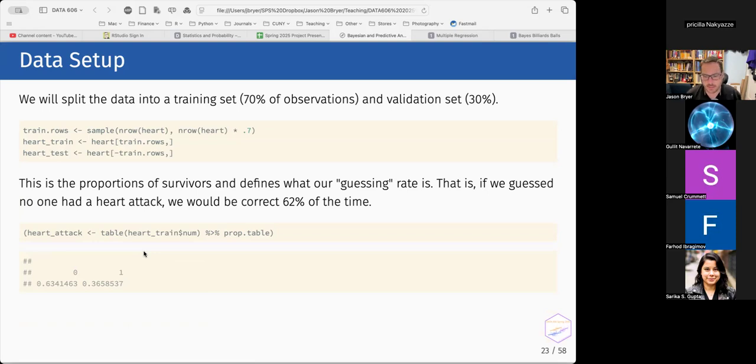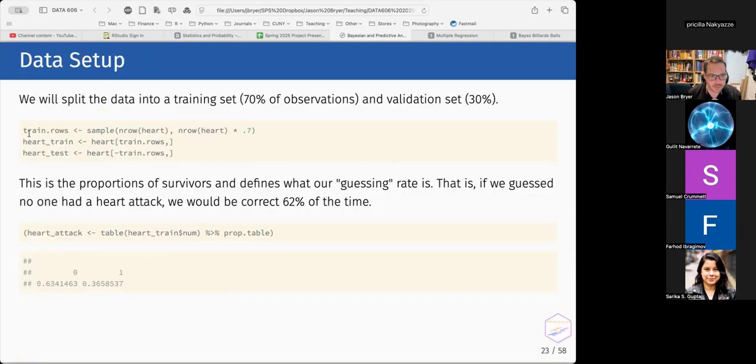The other thing we need to be careful and pay attention to is what is our base rate, right? If I look at the proportional table of heart attack, in my data set, 36.5% of people have a heart attack, right? What I mean by base rate is that the simplest predictive model I could define is to predict no one has a heart attack. And if I do that, I'm going to be correct 63.4% of the time. So I need to do better than 63.4. And I'll come back to this in a moment.